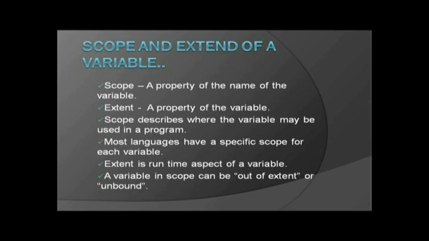Most languages define a specific scope for each variable. This may differ within the given program. Extent, on the other hand, is a runtime aspect of a variable. Each binding of a variable to a value can have its own extent at runtime.